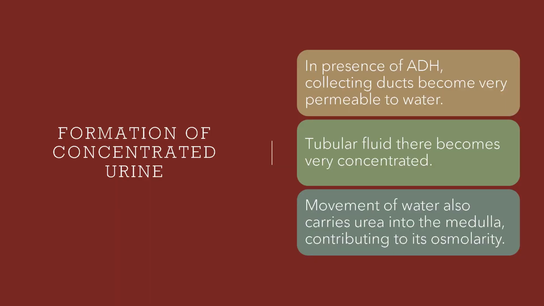As fluid flows along the collecting ducts, water reabsorption continues by osmosis, and this is because antidiuretic hormone is present. Antidiuretic hormone causes collecting ducts to become very permeable to water. So water reabsorption is going to further increase the concentration of urea in the tubular fluid, and then more urea diffuses into the interstitial fluid, and then the cycle is going to repeat. So we have that movement of urea contributing to osmolarity in the interstitial fluid in the renal medulla.